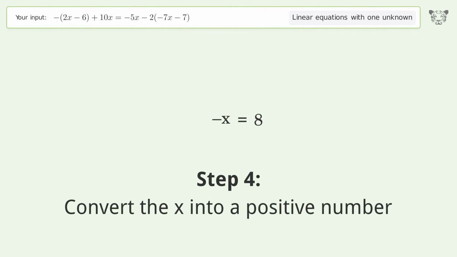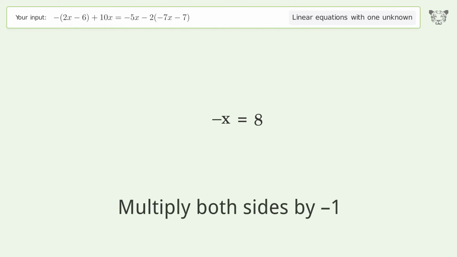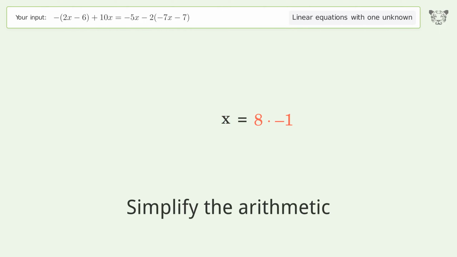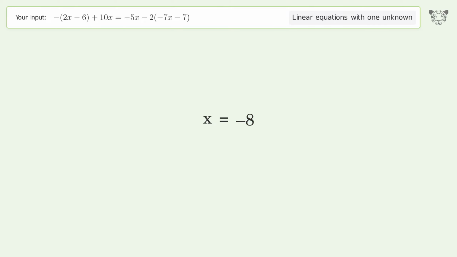Convert the x into a positive number. Multiply both sides by -1. Remove the ones. Simplify the arithmetic. And so the final result is x equals -8.